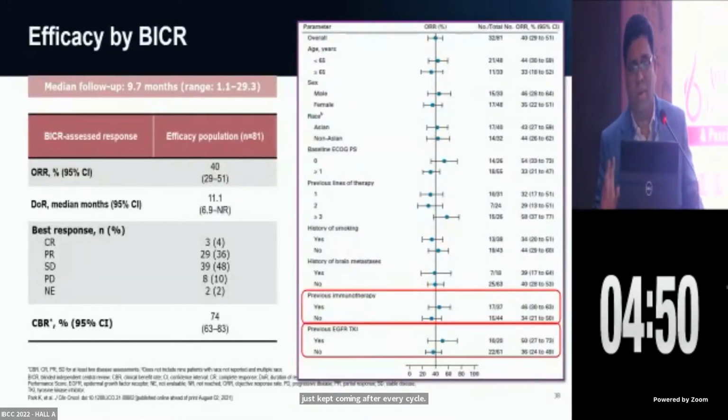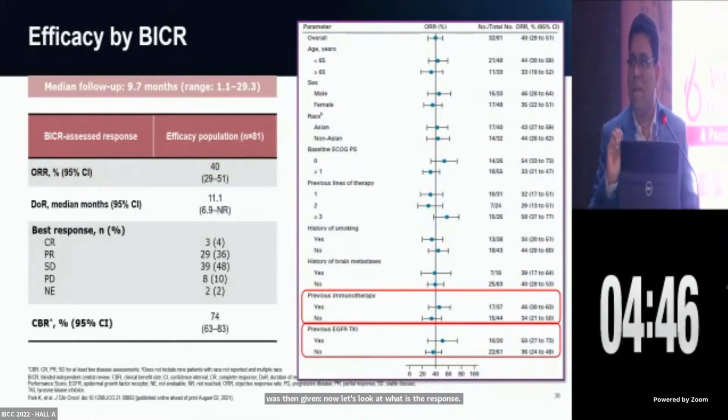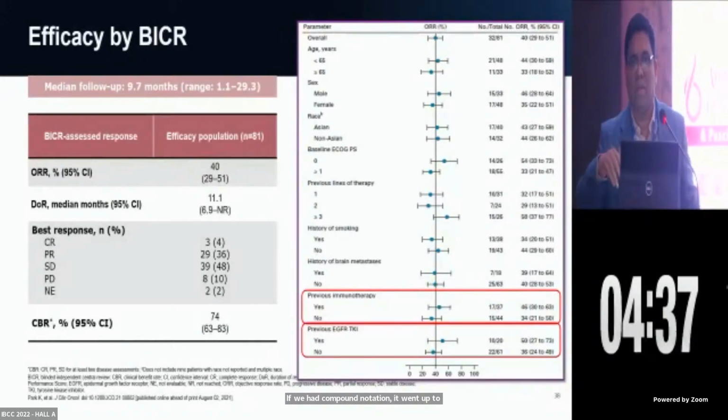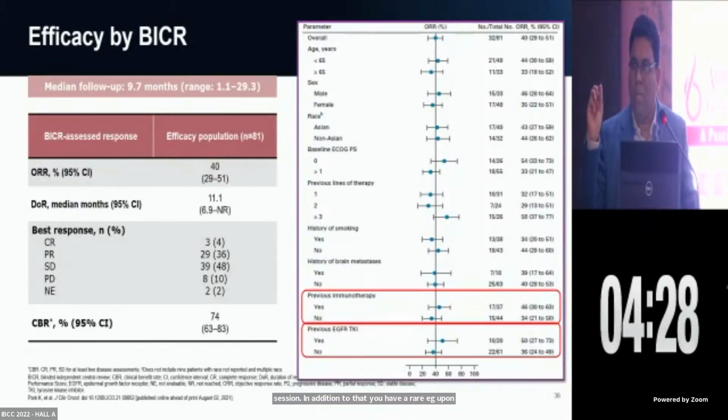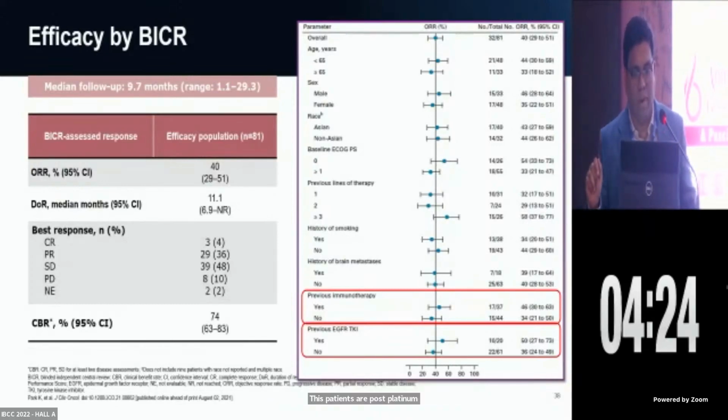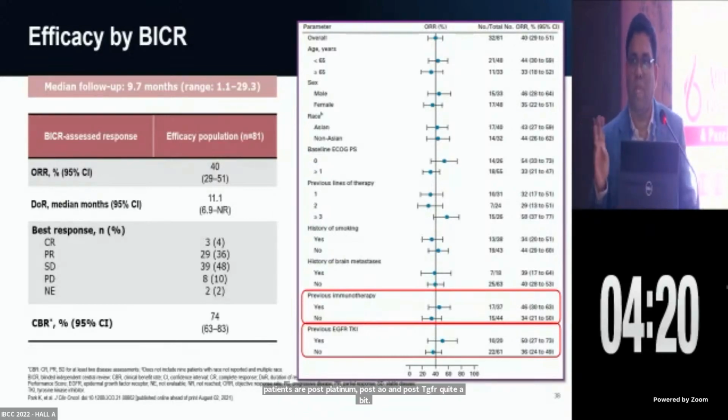Now, let's look at the response rates. If you remember, the response rates in the first line setting when we had given were less than 10%. If you had a compound mutation, it went up to 15 to 20%. What I mean by compound is you have an exon 20 insertion, in addition to that, you have a rare EGFR mutation or any other mutation. You would see that the response rate here is 40%, but we need to keep in mind these patients are post-platinum, post-IO, and post-EGFR. Quite a bit. The clinical benefit rate was around 75%, which is 3 out of 4 patients actually benefited.